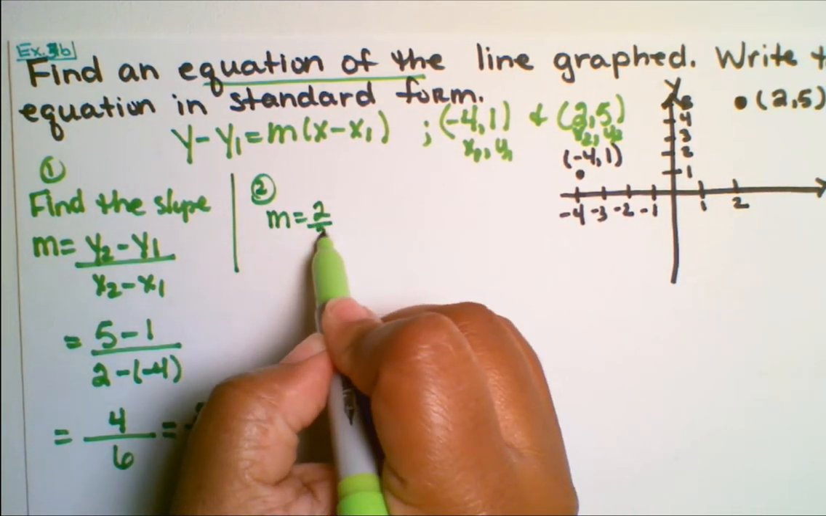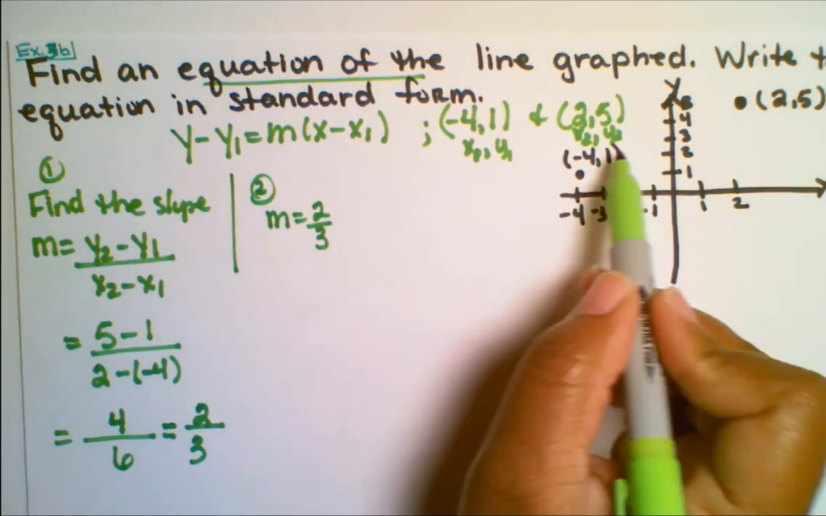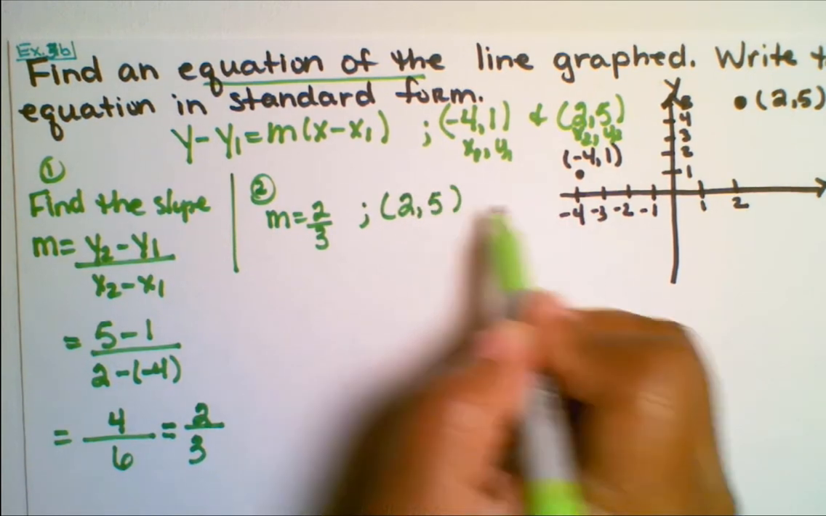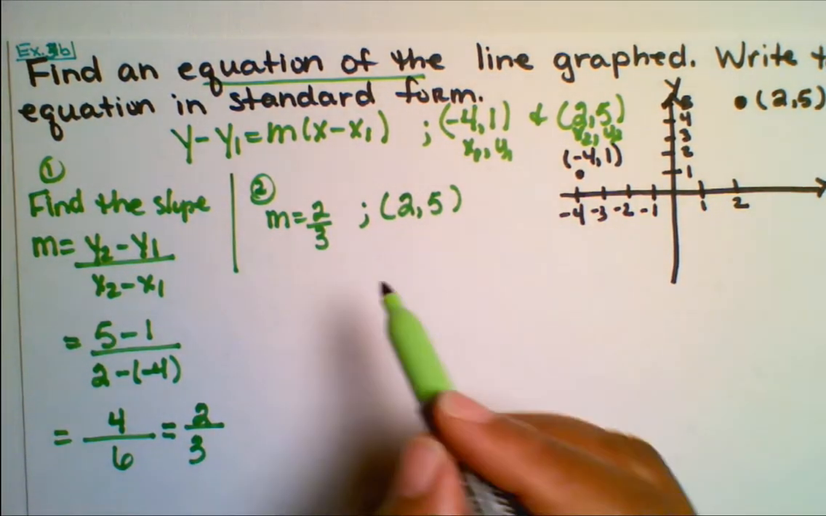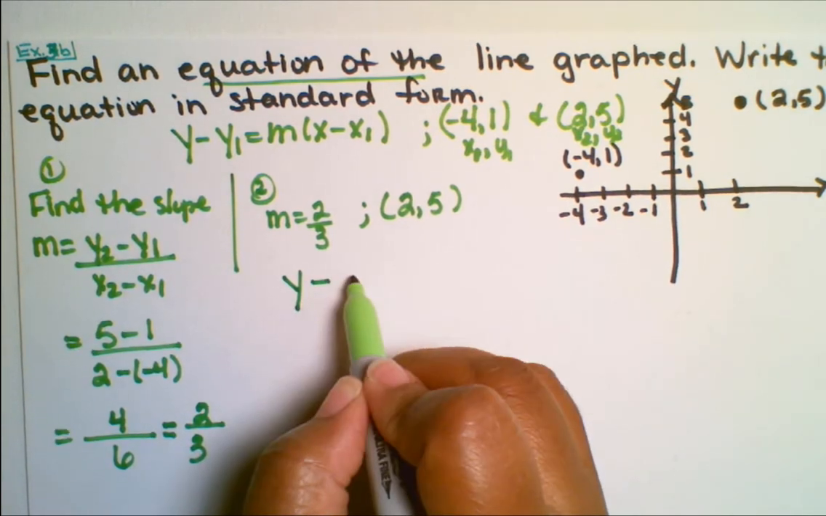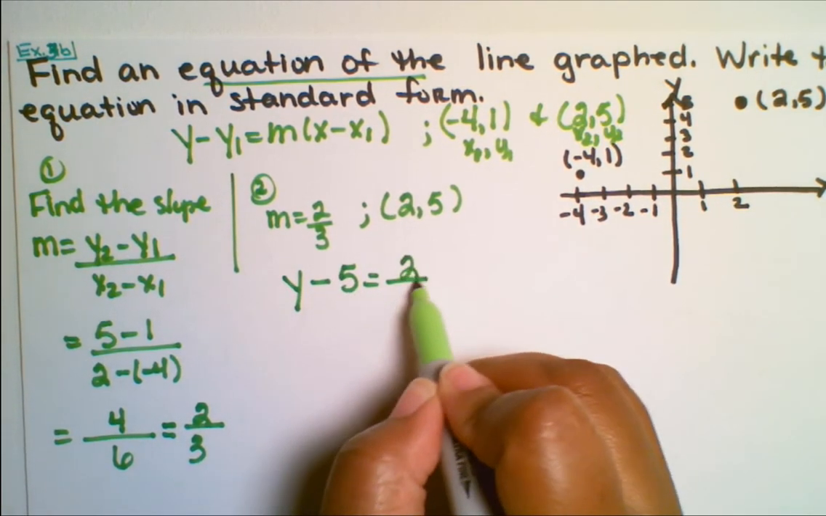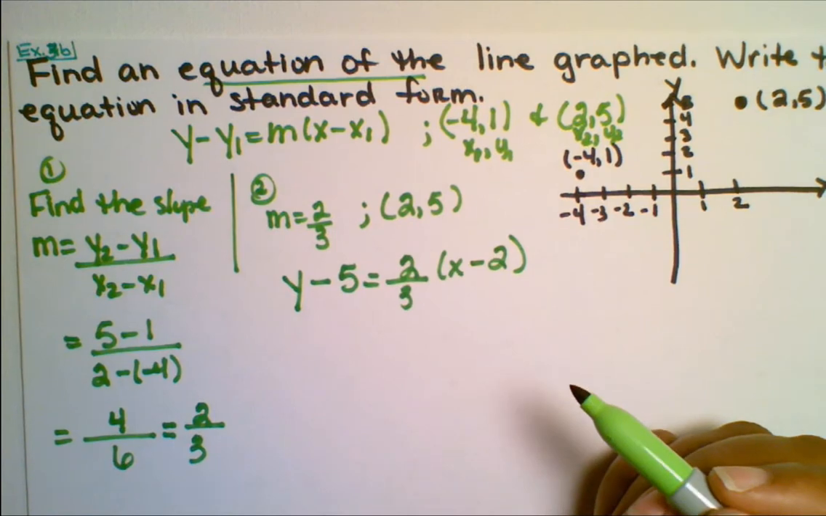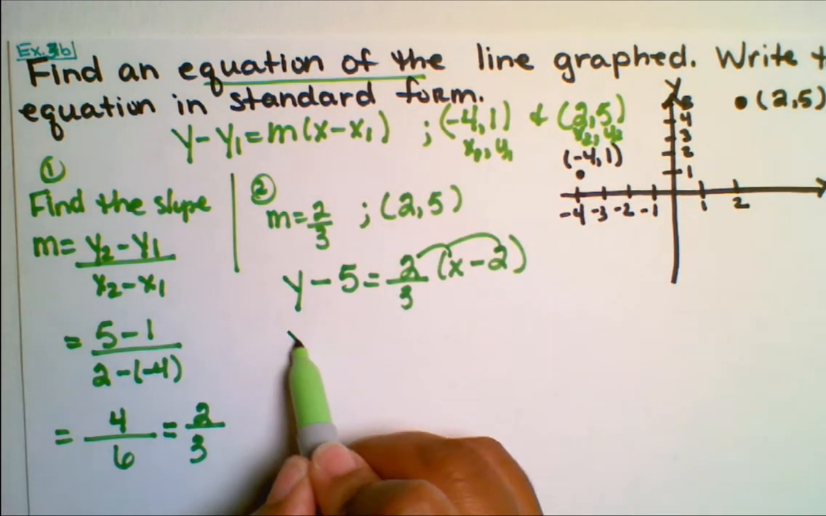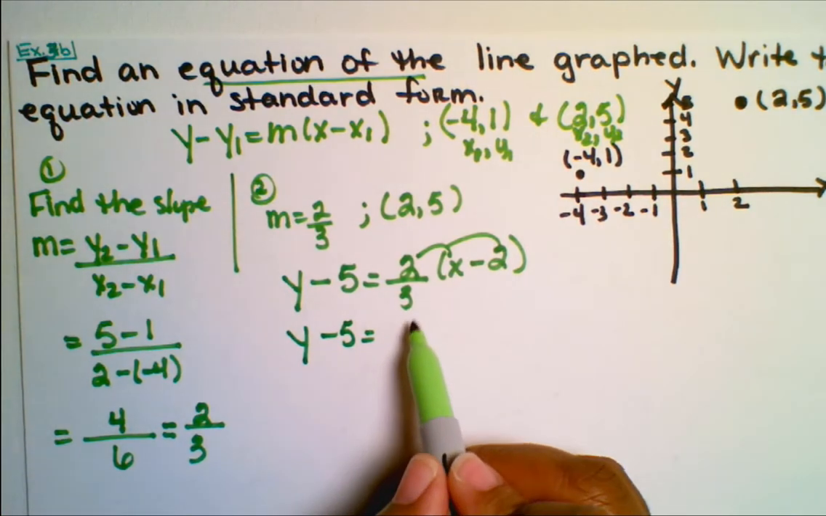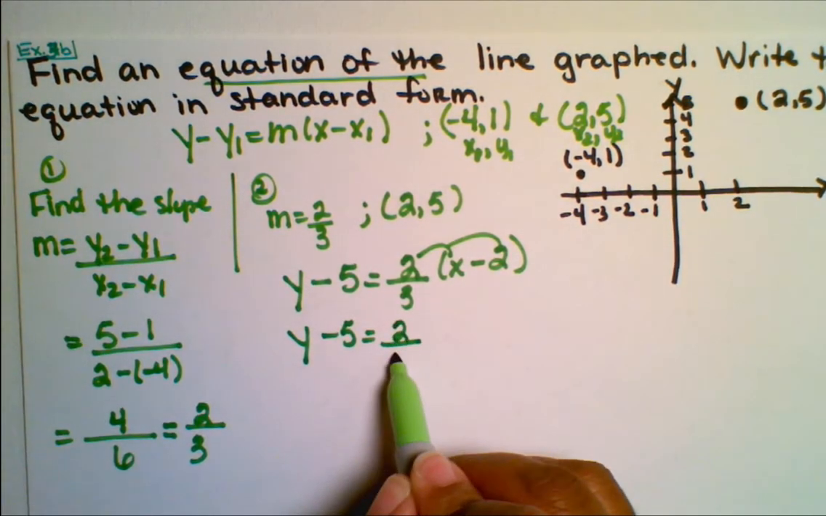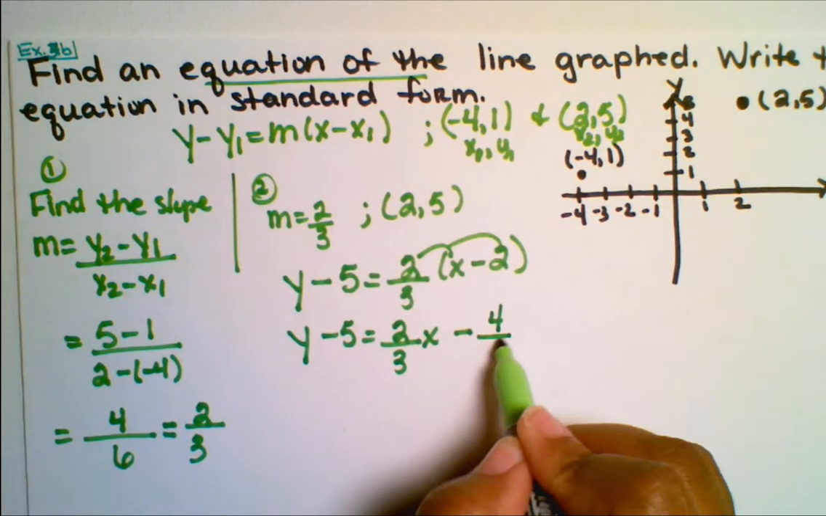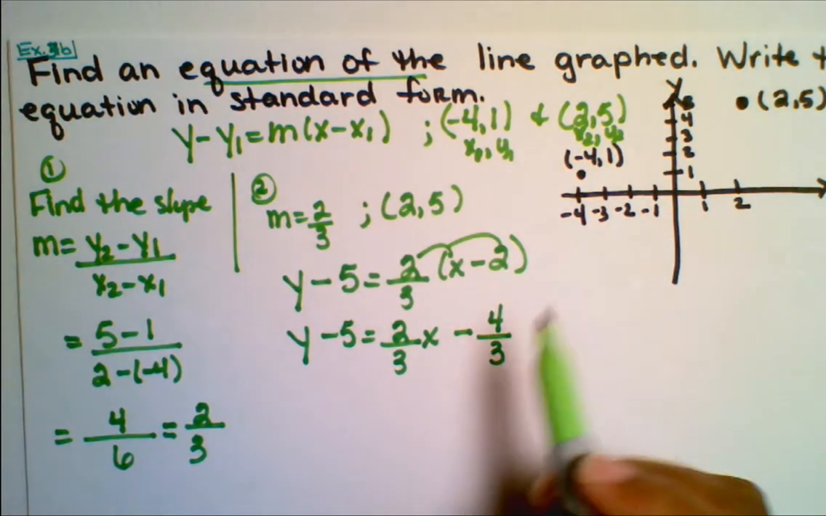Slope, which is 2/3. We have a set of ordered pairs. It doesn't matter which set we use. Let's use (2, 5) this time. We're going to plug into the point slope formula. So here we have y minus 5 is equal to 2/3 times x minus 2. And let's solve. We're going to distribute the 2/3. And we have 2/3 times x, which is 2/3 x, minus 2/3 times minus 2, that would give us -4/3.